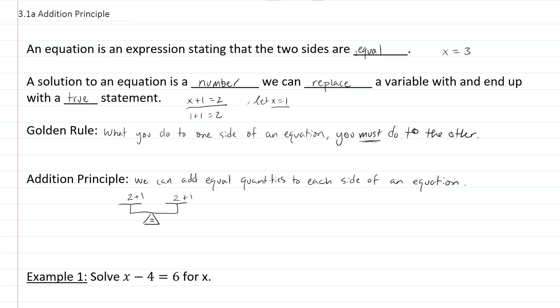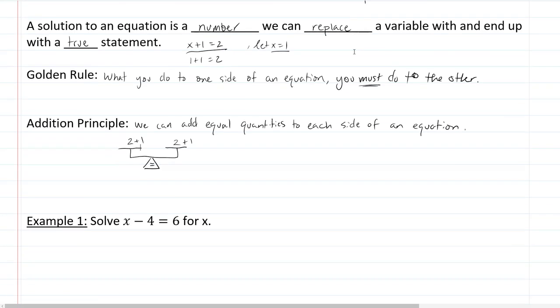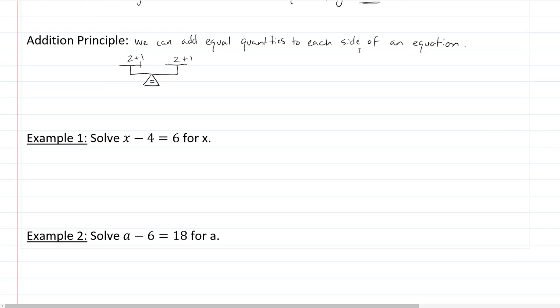Well, how is this useful to us? Let's go through an example and we'll see. So the first example, solve x minus 4 equals 6 for x. So here's an example of an algebraic equation, something with a variable, and we'd like to know what values of x make this equation true. So if we imagine this like a scale, we have a scale here. On one side is x minus 4 and the other is 6. This statement says that this is an already balanced scale. So we can add something to both sides as long as it's equal.